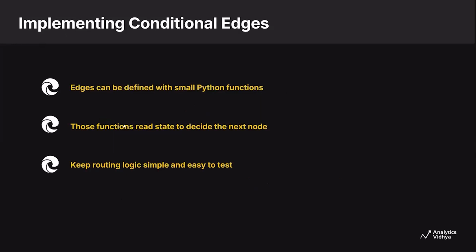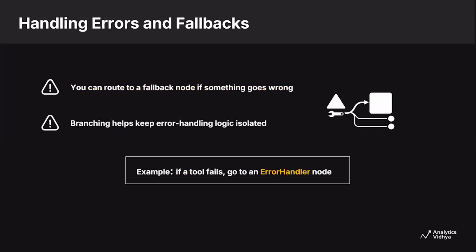Now the conditional edges have to be implemented as follows. Edges can be defined with small Python functions, which we will define in our hands-on as well. These functions will read the state to decide which is the next node to be called. Typically the routing logic is pretty simple and easy to test. We are going to keep it simple so that we can test it out as well.